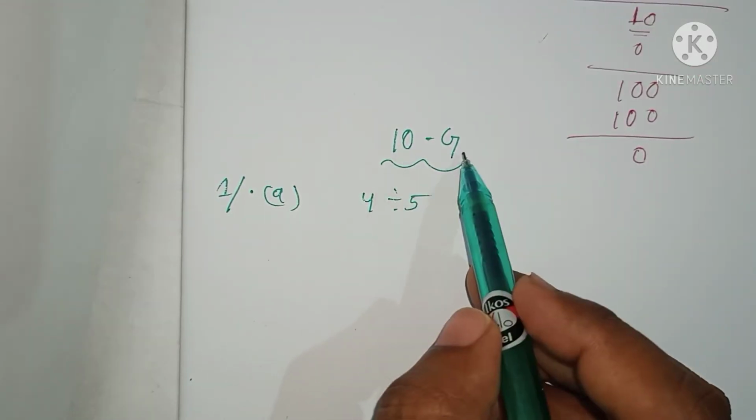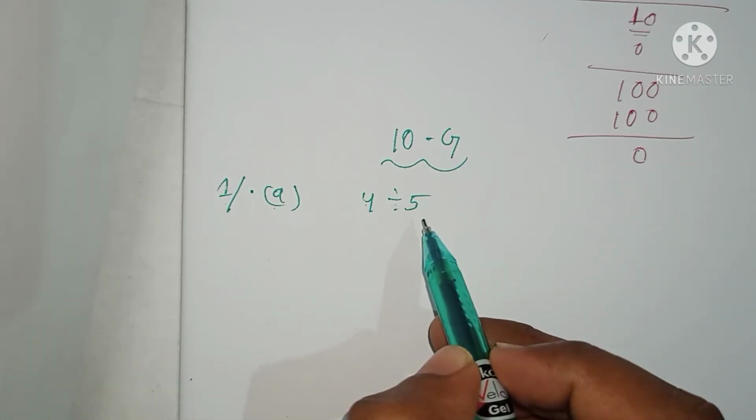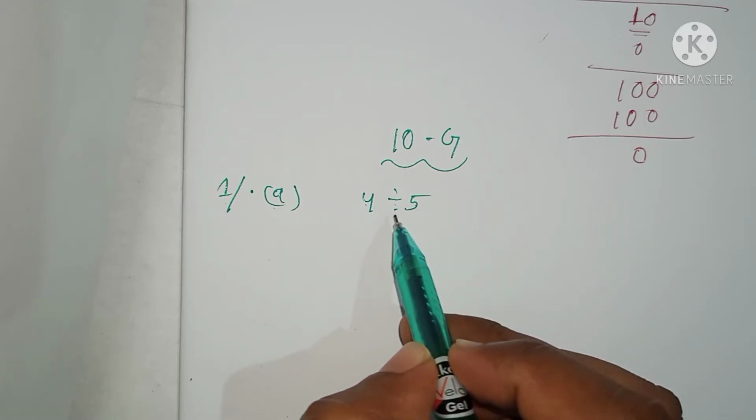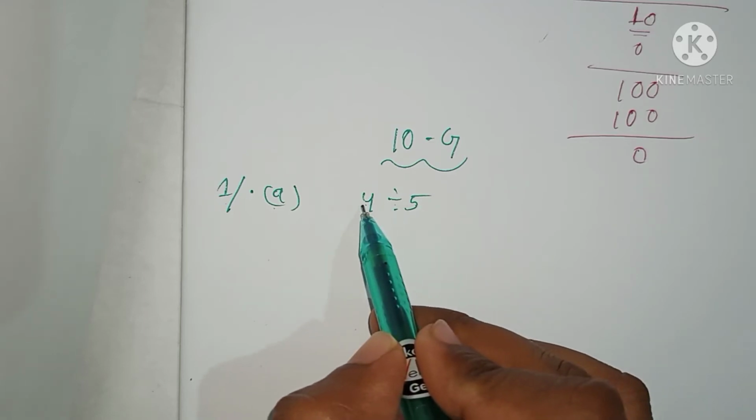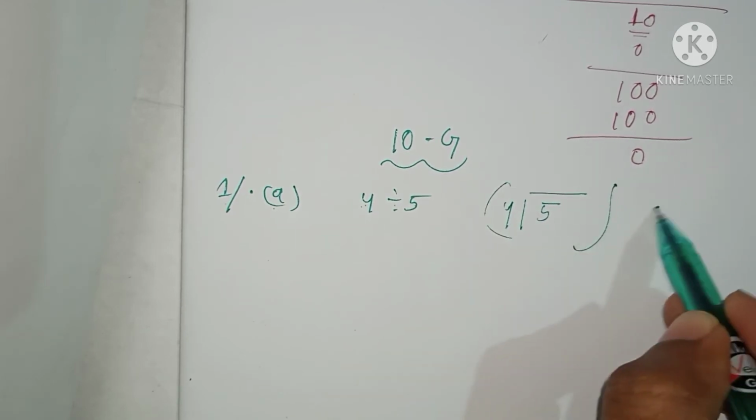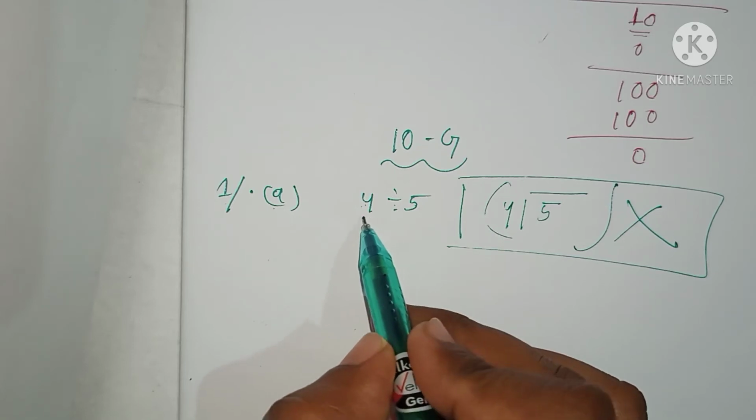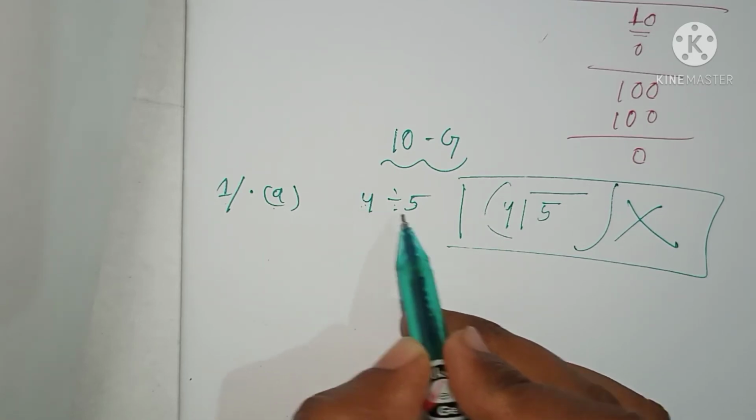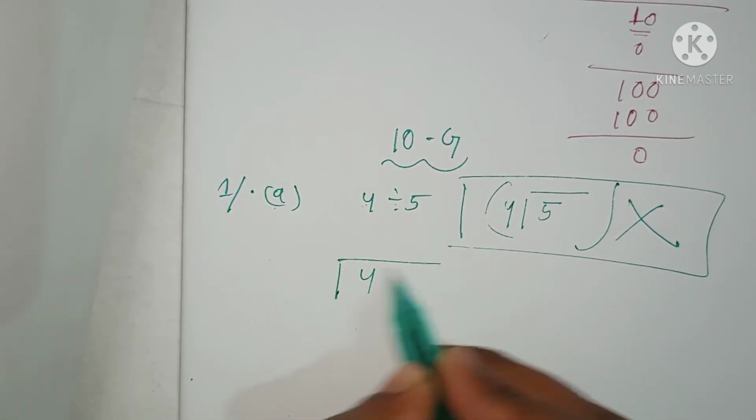Now we will start Exercise 10G. Question number 1A is 4 divided by 5. Remember one thing: many students make a mistake here. They think this is the greater number and this is the smaller number, so they do 5 divided by 4. This is absolutely wrong. Don't do it like this. The first number is the dividend and this one is the divisor. Don't be confused. This one is 4 and this one is 5.